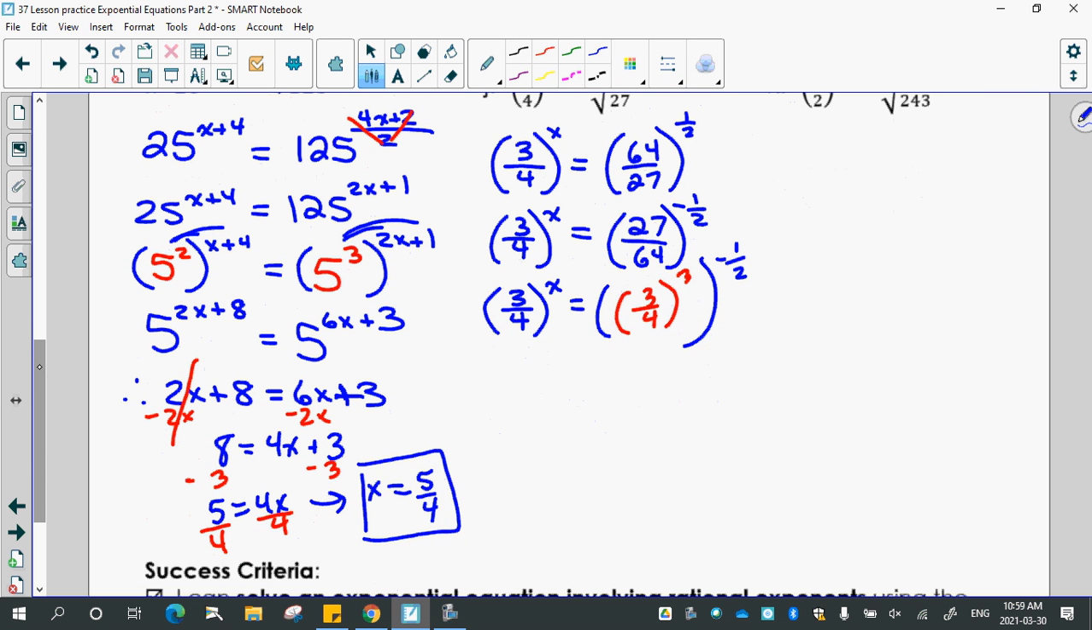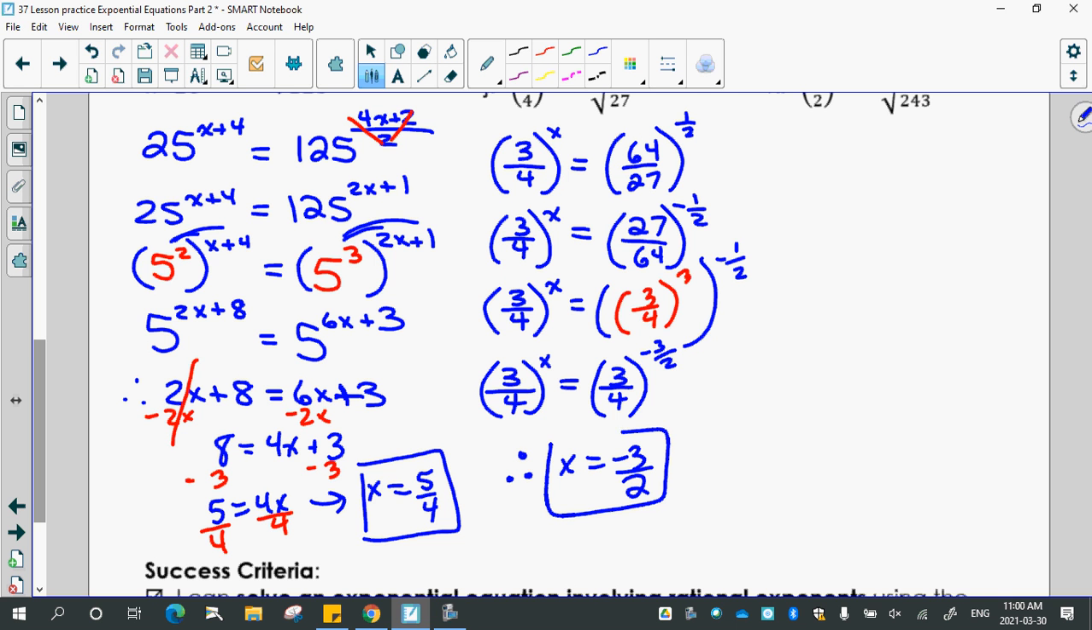And you're going to do your power of a power on the right side. So that's going to be 3/4. Make sure you put it in brackets. A couple people forgot the brackets on the right side yesterday. You need the brackets because it's the whole fraction to that exponent, not just the numerator. Okay. And then we're ready for our therefore statement. We've got the same base on both sides, so therefore x equals -3/2, and x is already solved for. So that's our answer.